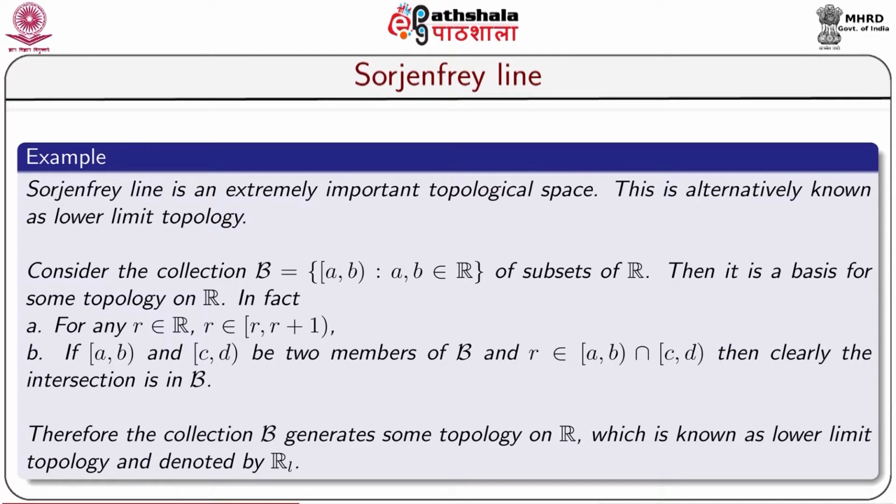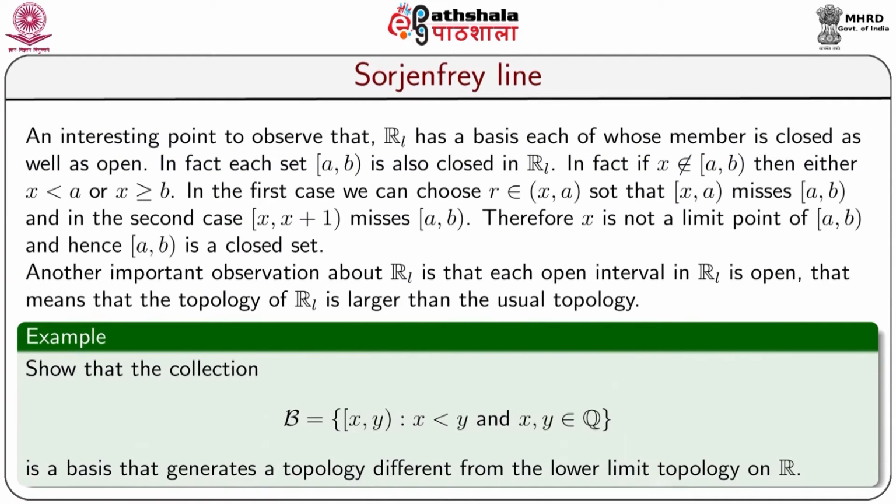This topology is also called the lower limit topology on R. In the same way, taking semi-open intervals as left open, right closed, we can define the upper limit topology, but we will restrict ourselves to the lower limit topology. Some important properties of the Sorgenfrey line.